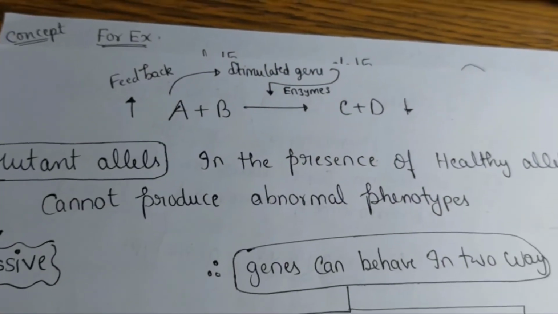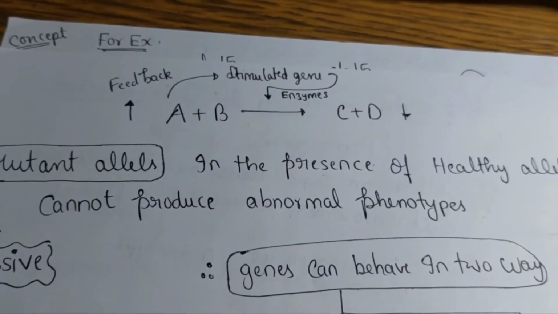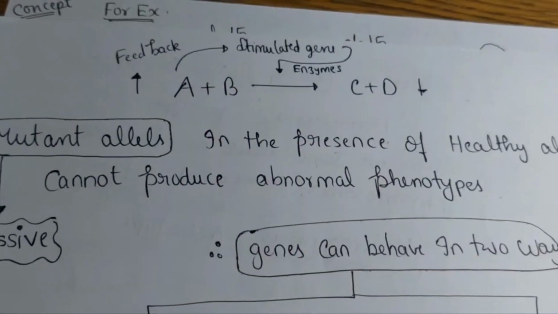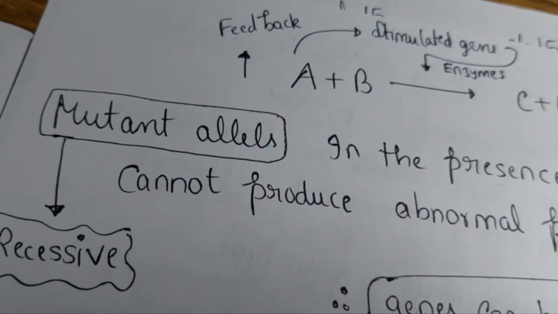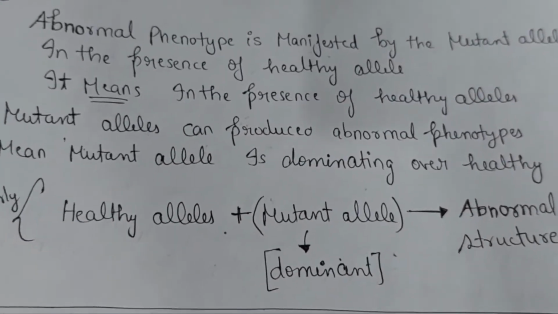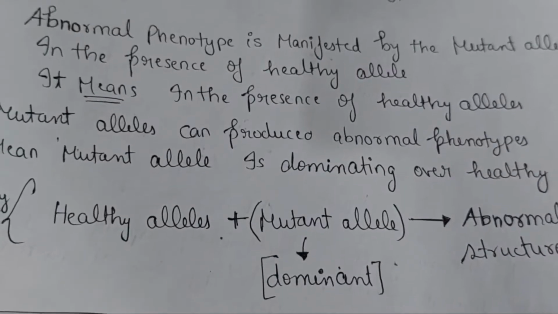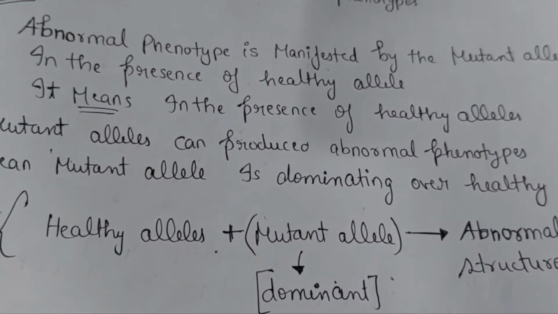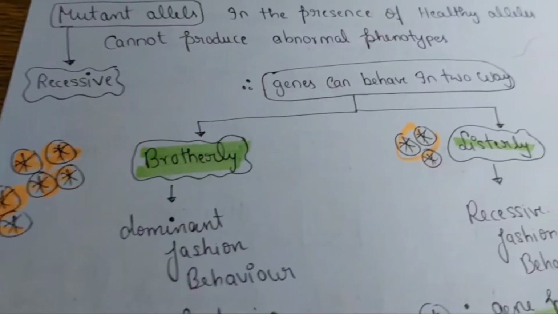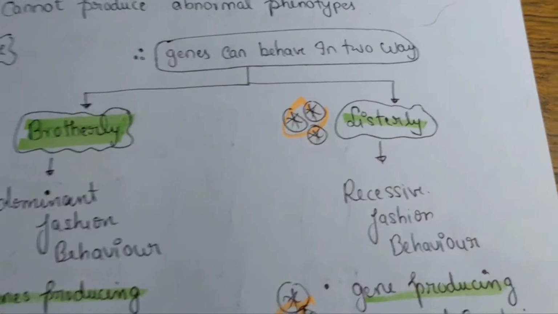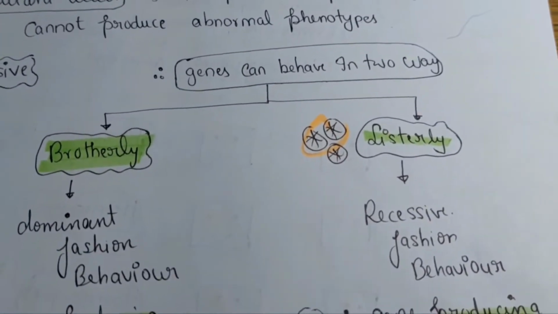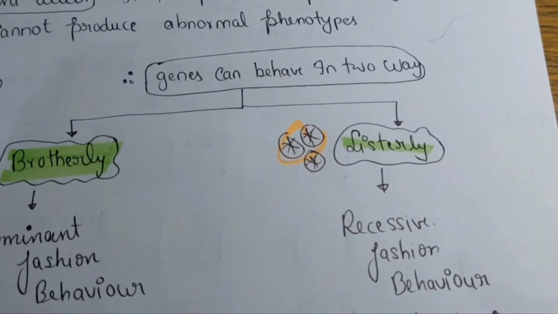So this means that in the sisterly mechanism, the mutant allele of the gene in the presence of the healthy allele cannot produce an abnormal phenotype, and it is recessive in nature, unlike the brotherly gene in which the mutant allele could produce an abnormal phenotype even in the presence of the healthy allele, and it was dominating. Therefore, genes can behave in two ways, either the brotherly way or the sisterly way. In the brotherly way, dominant behavior is observed, and in the sisterly way, recessive behavior is observed.